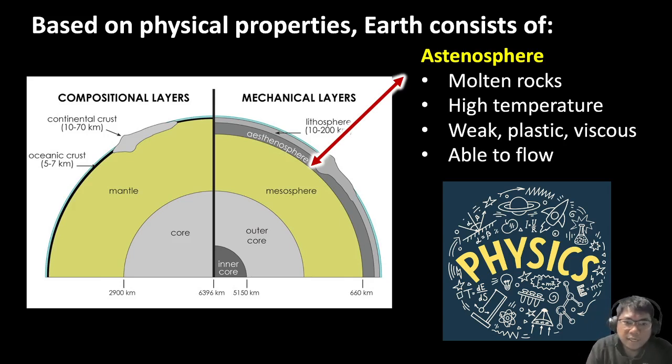And then the next one is the asthenosphere. The asthenosphere is the hot layer, so high temperature, that underlies the lithosphere. The asthenosphere consists of molten rocks, so it becomes weak and plastic, and it is able to flow because it has some viscosity properties in it.